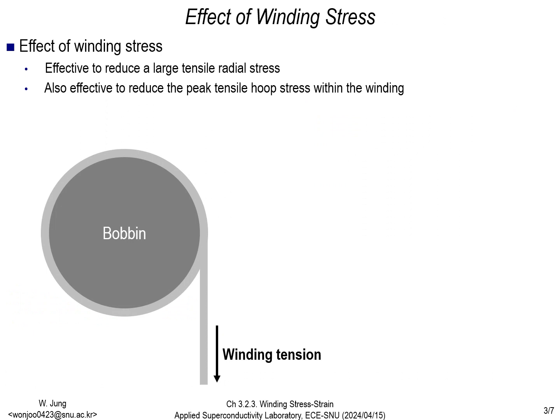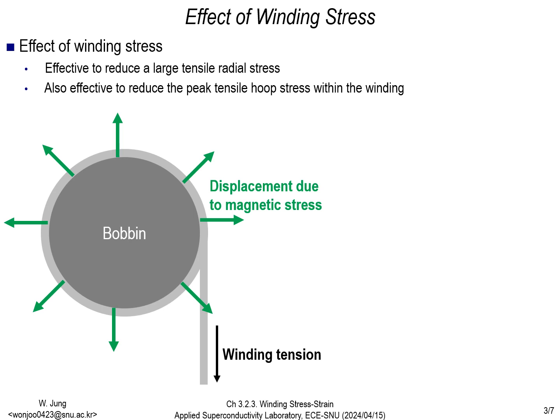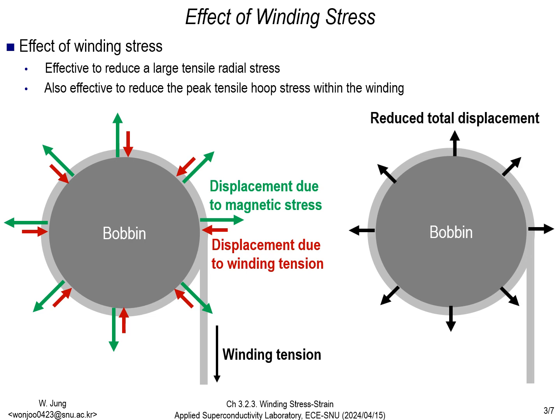In a superconducting magnet, the Lorentz force tends to push the winding outward. On the other hand, the winding tension pushes the winding inward, reducing the total displacement. Therefore, winding stress effectively reduces large tensile radial stress and peak tensile hoop stress within the winding.